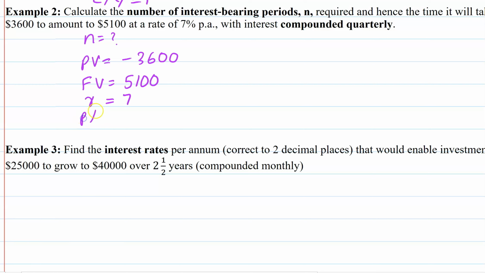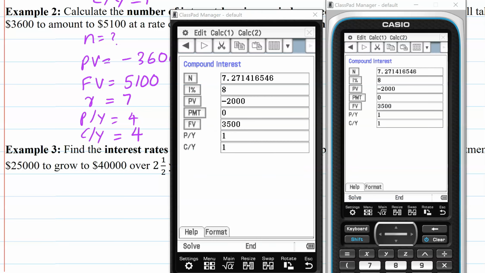Now let's have a look at PY and CY. It's compounded quarterly, so 4. Let's go to the financial calculator and work this out. You can see this is now pretty quick. Once you know these figures, simply go to the financial calculator and punch them in.